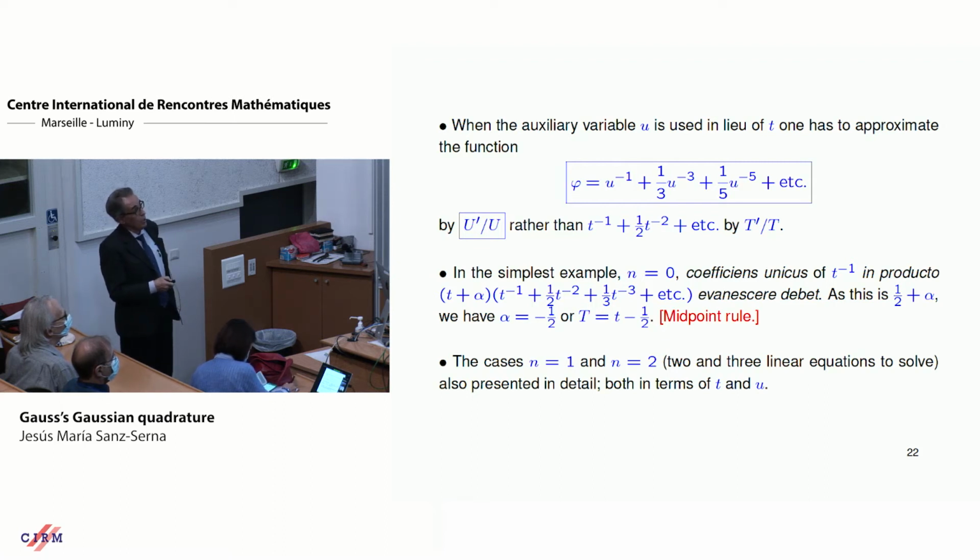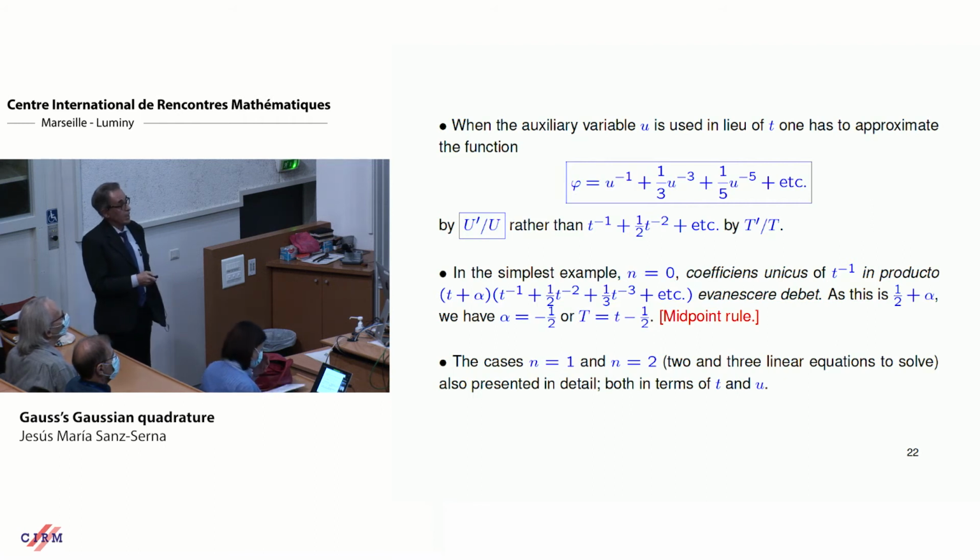It starts with n equals 0. So there's only one coefficient, one t. So he multiplies this t by the famous meromorphic function. He annihilates the power of 1 over t, and then he gets alpha minus a half. So you have to put the node at the midpoint. So it's the midpoint rule that uses one evaluation, but is exact for straight lines. And he does this again for 2 nodes and 3 nodes by solving the linear system and in detail. And then he repeats everything in terms of u.